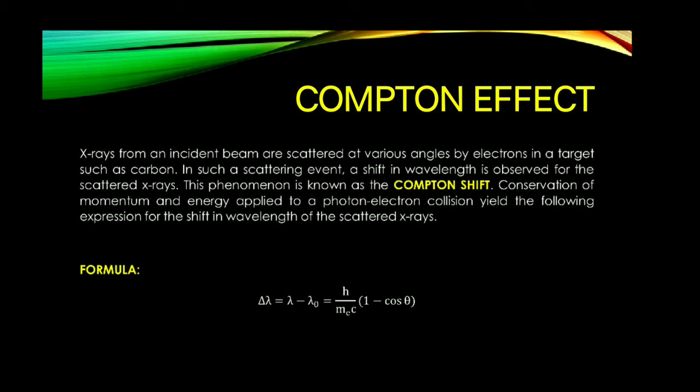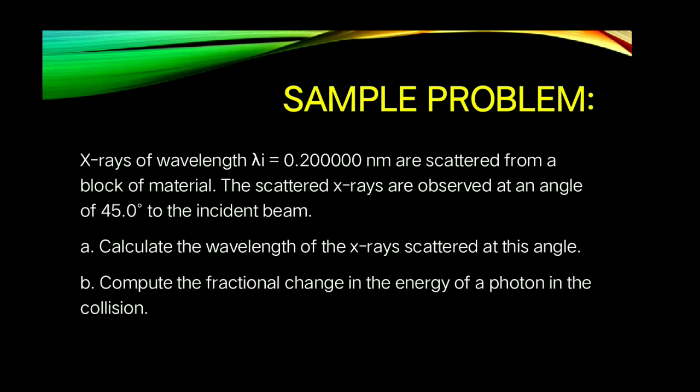The Compton effect. X-rays from an incident beam are scattered at various angles by electrons in a target such as carbon. In such a scattering event, a shift in wavelength is observed for the scattered X-rays. The phenomenon is known as the Compton shift. Conservation of momentum and energy applied to a photon-electron collision yield the following expression for the shift in wavelength of the scattered X-rays. Here's a sample problem.